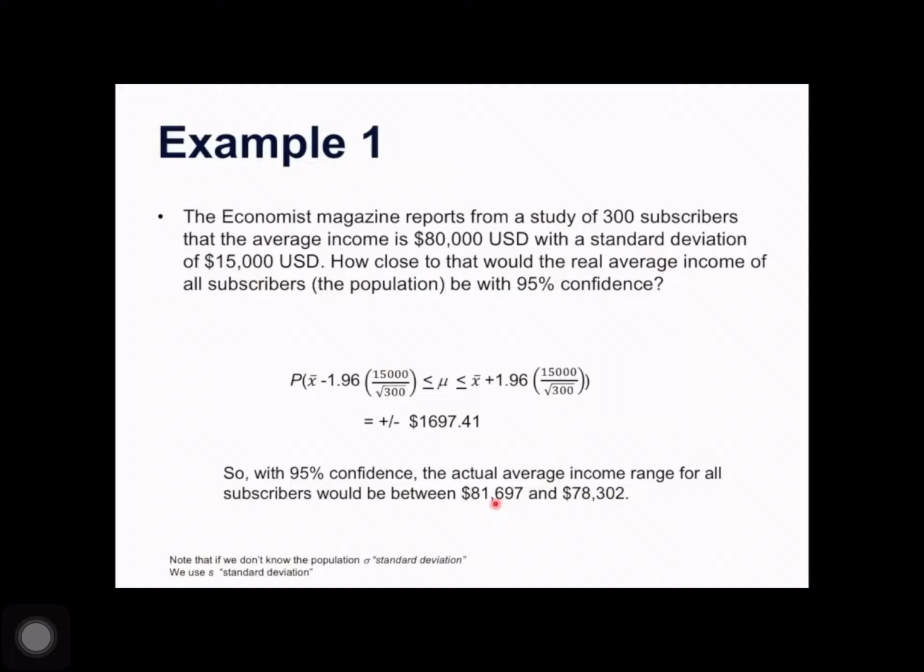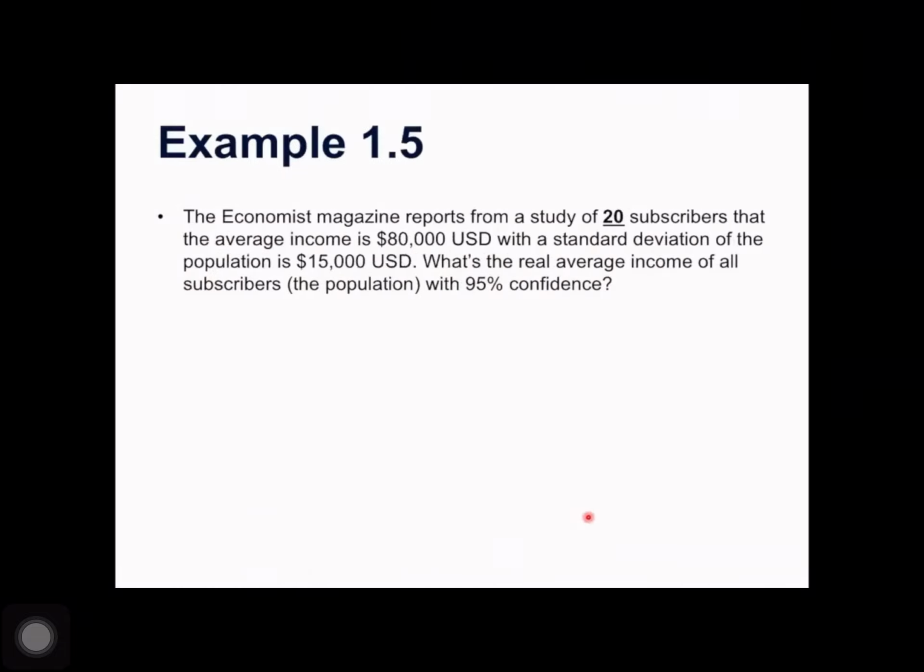So this is the amount, 81,697 and 78,302 are going to be 95% of all of the means that I would sample from this population of subscribers are likely to fall within these two amount of earnings. So that's helpful information. I'm going to expand on that. What happens if we repeat this experiment, but this time we just sample 20 subscribers instead of 300? What would that look like?